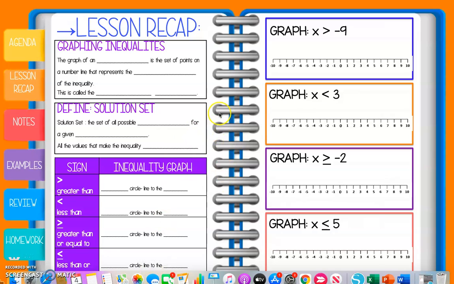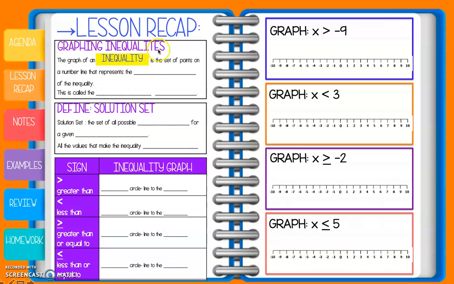All right, guys, today in class we talked about graphing inequalities. So we talked about that the graph of an inequality is a set of all of the points on a number line that represents all of the possible values of the inequality. Okay, this is called the solution set.